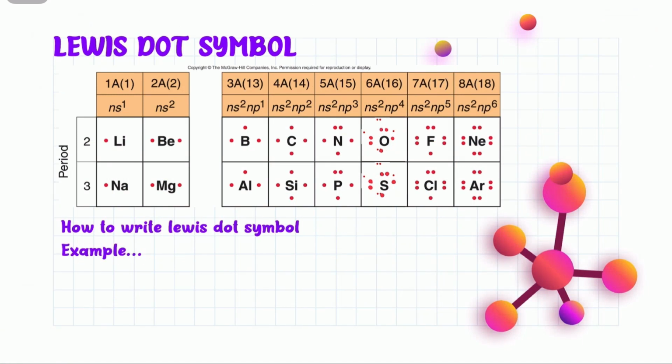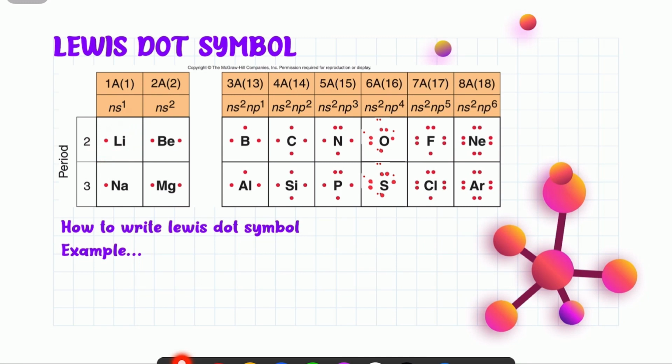This is an example of the Lewis dot symbol for some elements in period 2 and 3. You can see that the red dots represent the valence electrons of the elements, and the element symbol represents the nucleus and inner electrons of the elements. For example, lithium is in group 1. It has one valence electron. So here it shows the Lewis dot symbol for lithium.